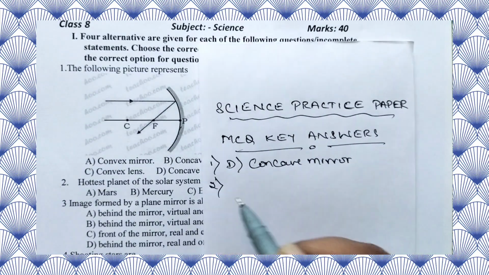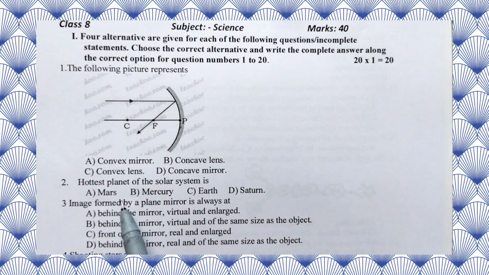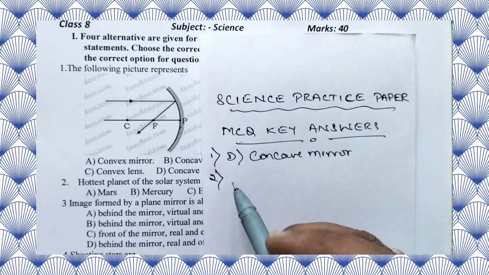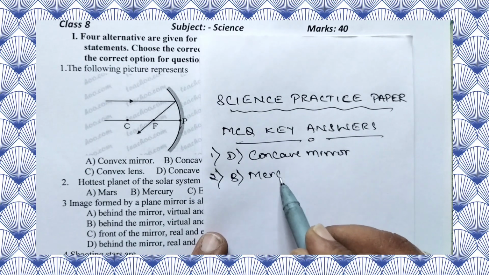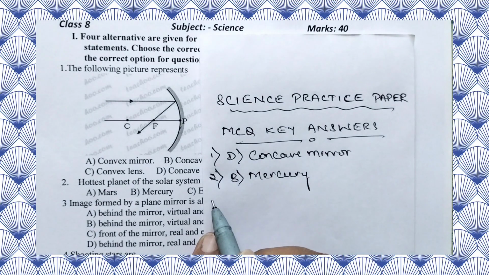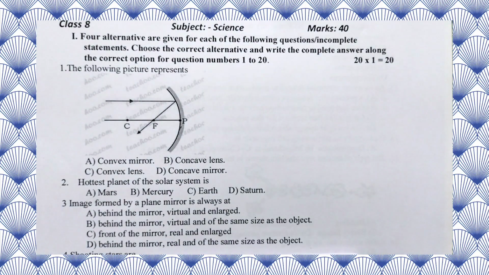Now let us move to the second question. The hottest planet of the solar system is Mars, Mercury, Earth, Saturn. The right answer is option B, Mercury. So Mercury is the hottest planet of the solar system. Then coming to the third question.